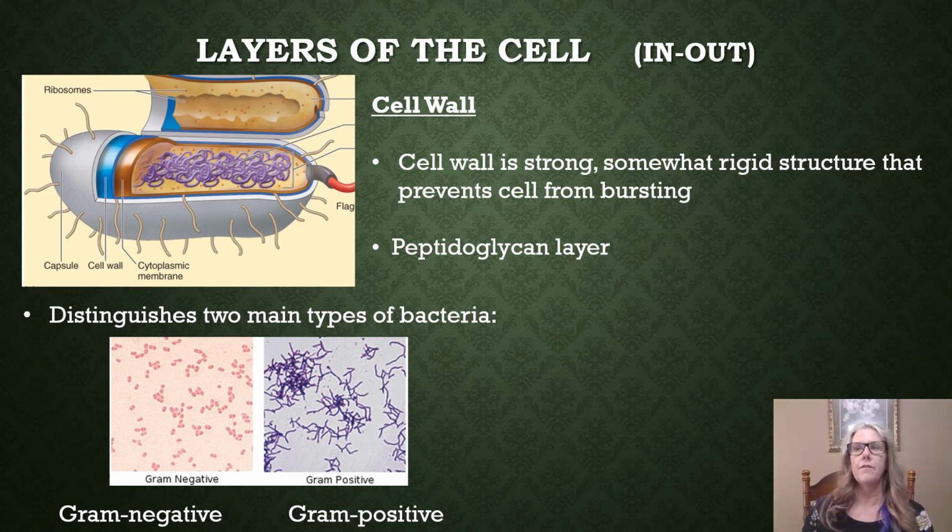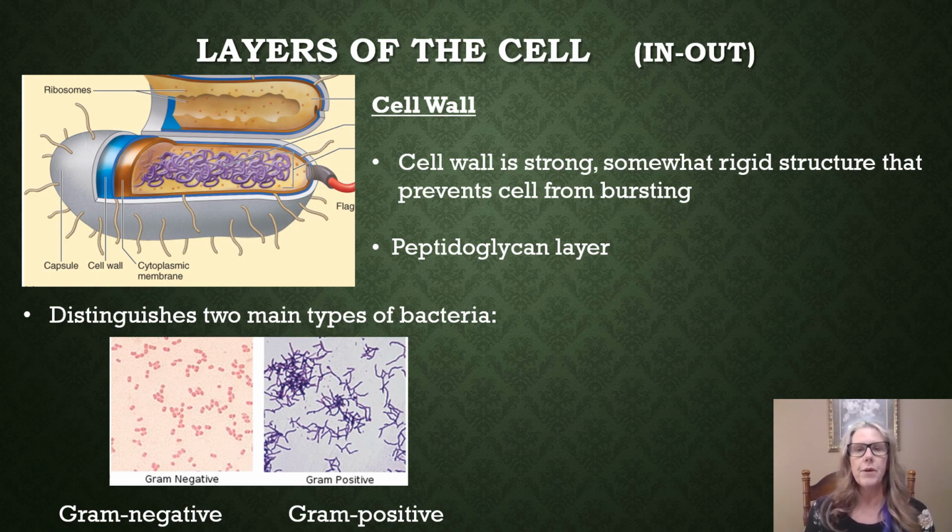Now, a guy by the name of Hans Christian Gram developed a staining process, and as a result of that, we were able to see two major types of bacteria. That staining process separated them based on their cell walls. So we call that the Gram stain. In lab, you guys are going to learn how to do that Gram stain. The Gram stain distinguishes between two main types of bacteria based on their cell wall. You can have Gram positive or Gram negative.